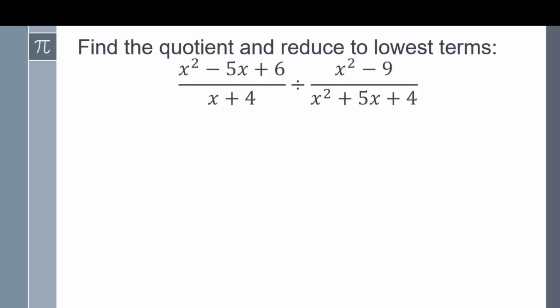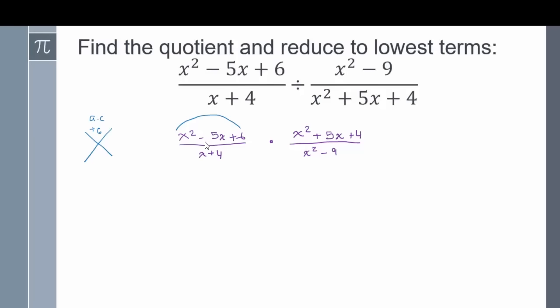Find the quotient and reduce to lowest terms. x squared minus 5x plus 6 divided by x plus 4, divided by x squared minus 9 divided by x squared plus 5x plus 4. Step 1. Take the reciprocal of the second quantity. Step 2. Before multiplying across, factor each polynomial.